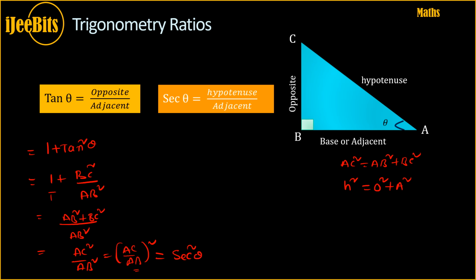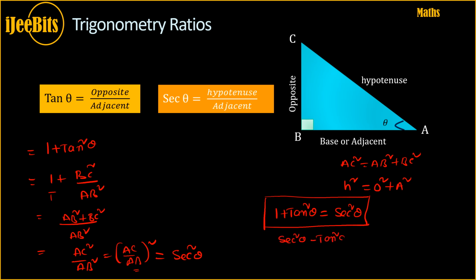So the relationship now is 1 plus tan square theta equal to secant square theta. You can form the other two, right? So 1 plus tan square theta, if you keep one side and move tan square, then secant square theta minus tan square theta equal to 1. So this is in the form of a square minus b square, and hence the a plus b into a minus b formula, right? A square minus b square, how do you write it? A plus b times a minus b.